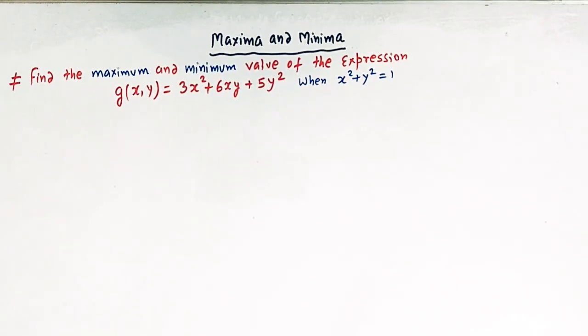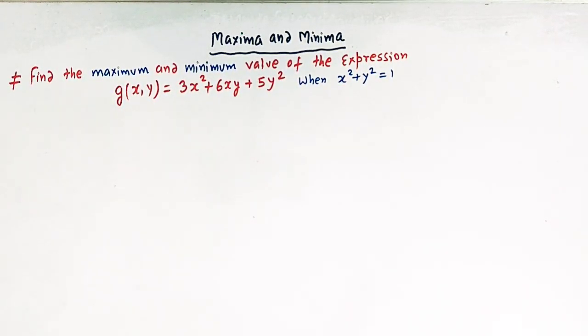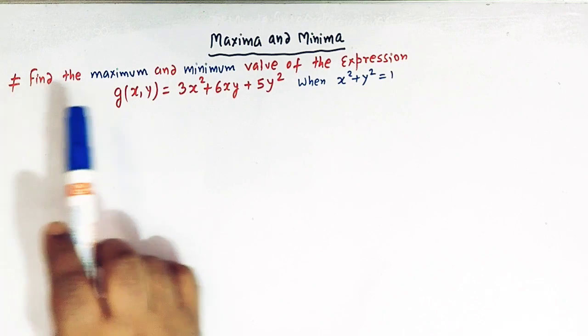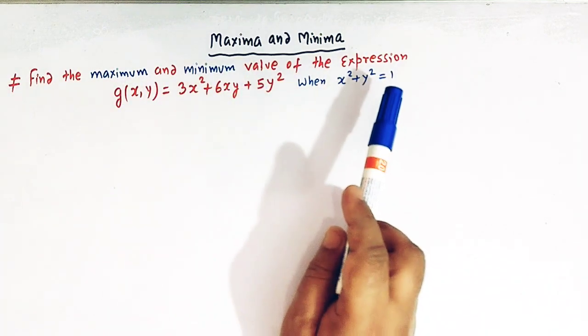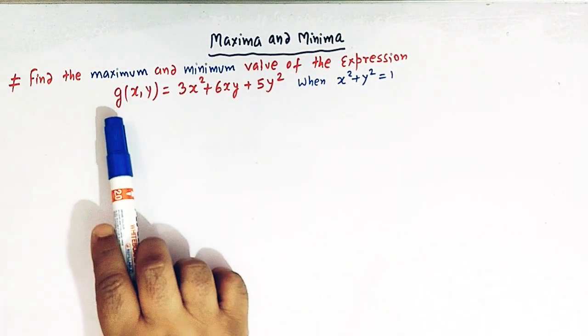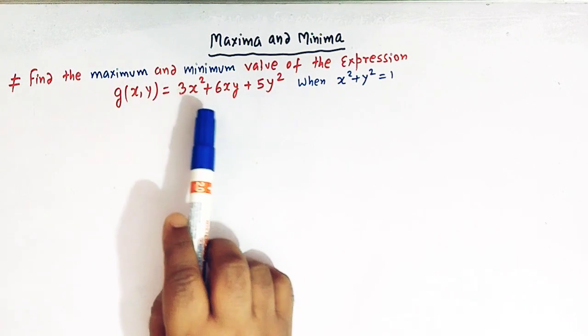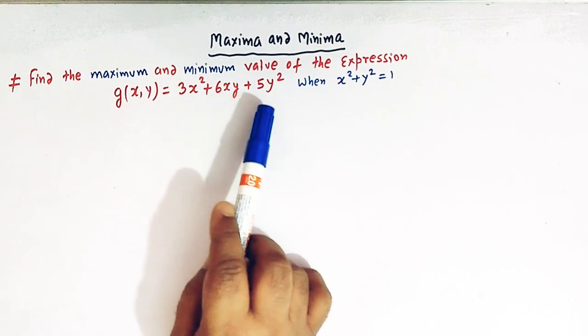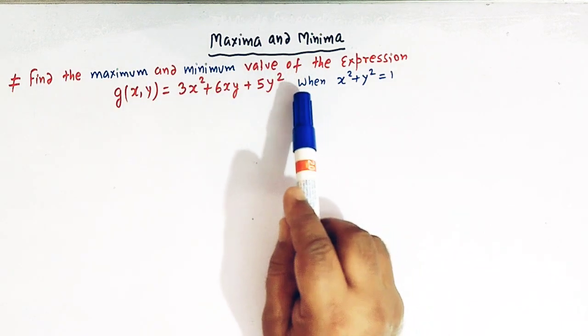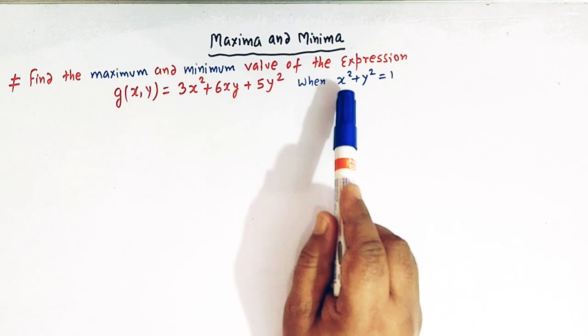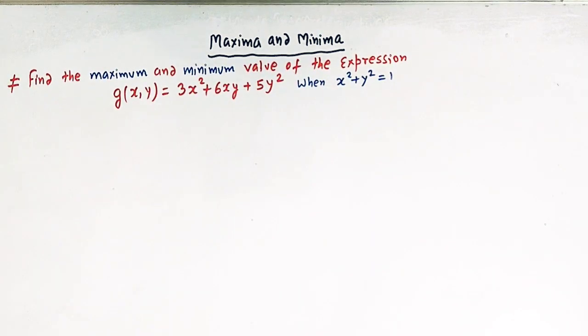Hello viewers, in today's class we are going to discuss one important and very interesting problem from Maxima and Minima, right? Here we have to find the maximum and minimum value of the expression g of x comma y is equal to 3x square plus 6xy plus 5y square, given the condition x square plus y square is equal to 1, right?